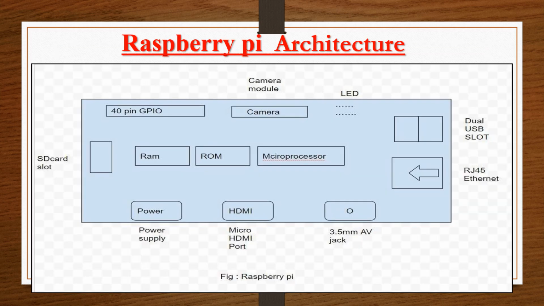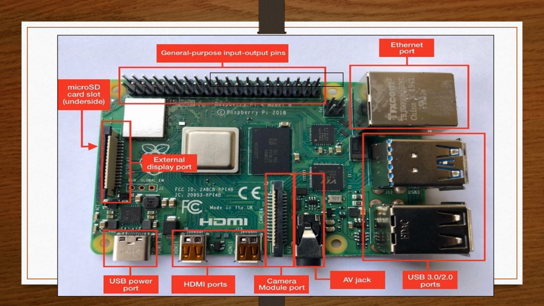So this is the block diagram representation of Raspberry Pi. Here we have the USB, Ethernet, micro HDMI ports, power supply, SD card, 40-pin general purpose input outputs, inbuilt RAM, ROM, microprocessor, camera, and status display LEDs. This is the hardware representation of the Raspberry Pi.